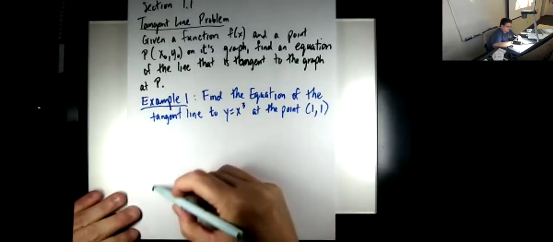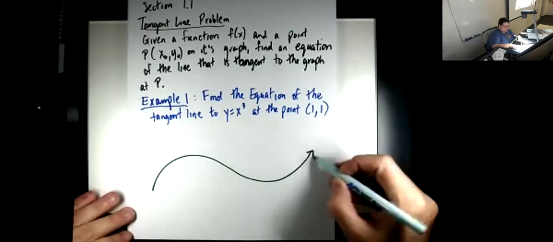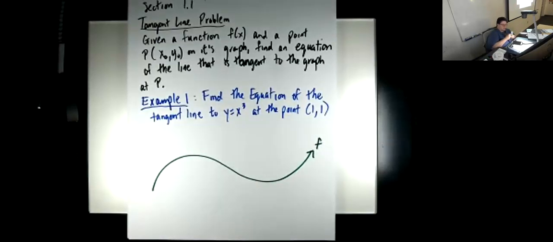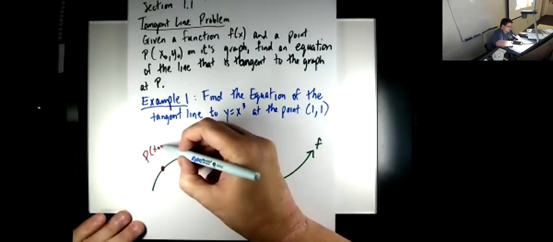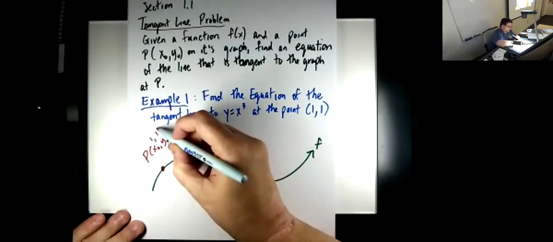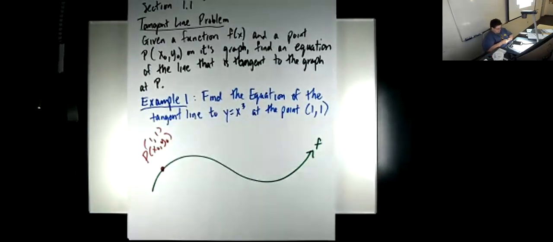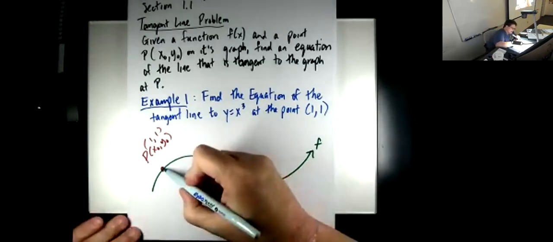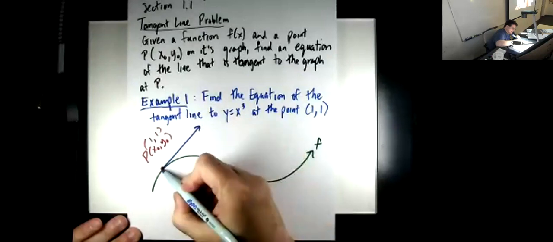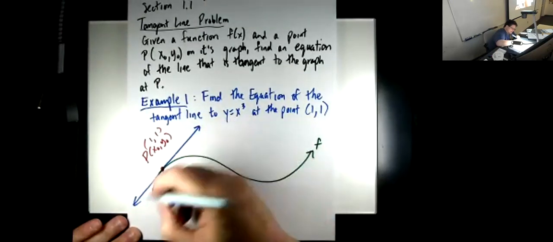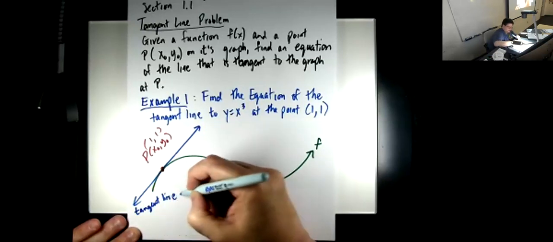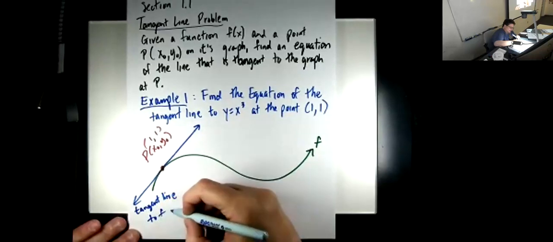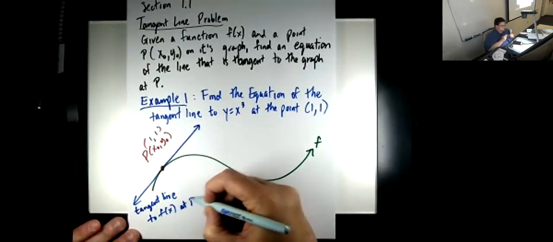But let's say I've got some curve like this. This is my function f. And I've got some point P right here at x naught, y naught. Or let's say this is (1, 1). The tangent line only hits the graph at one point. That's my tangent line. Tangent line to f of x at P.